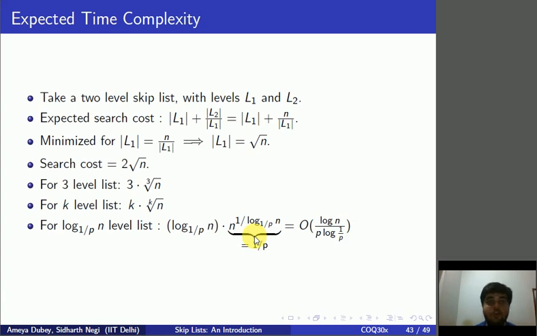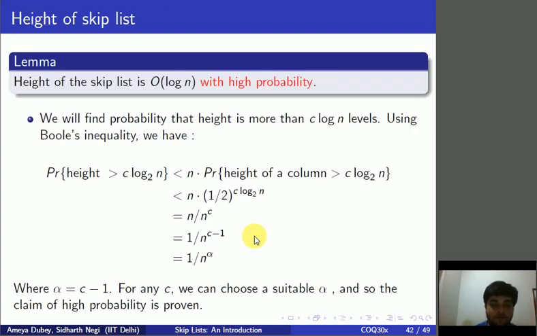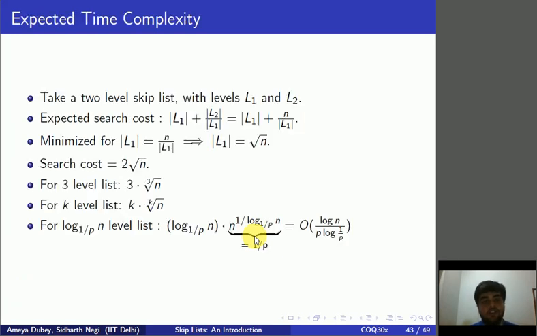So now we take a 2-level skip list, and we work on the expected time complexity. This is in the expected case, so we are idealizing quite a bit here. We take a 2-level skip list with levels L1 and L2. The expected search cost is the size of L1 plus the size of L2 upon the size of L1. Let me pause a bit here. We take L2 by L1 because we imagine that the list L1 is divided such that it is on equal intervals above L2. That gives us the best possible case. That's the most ideal, and it's also easy to analyze, so we are going with that.